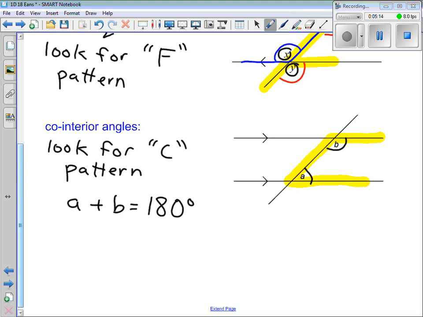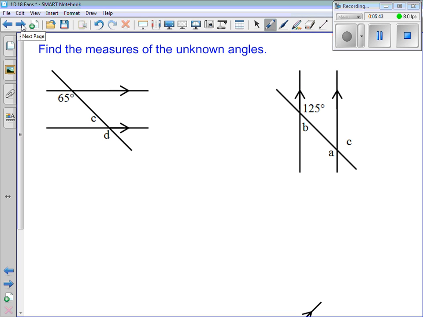And we actually saw this yesterday when we were looking at that parallelogram, and we had those two angles that were next to each other in the parallelogram, because we can just imagine turning this thing into a parallelogram. We saw that those two angles that were next to each other had to add up to 180 degrees. So our three patterns here are the Z pattern, the F pattern, and the C pattern. So usually what you need to do here is use those patterns to find the measures of unknown angles.